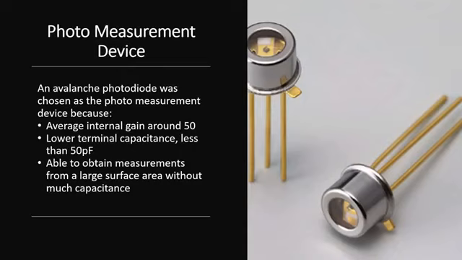So for the purposes of our project, we chose an avalanche photodiode as our photo measurement device. A photodiode is just a device that converts light into electrical current, but we chose an avalanche photodiode because it has an average internal gain around 50, low terminal capacitance, and we were able to obtain measurements from a large surface area without much capacitance. Now the reason we want low capacitance in our photodiode is to avoid large spikes of noise in our input, which is obviously something we do not desire.